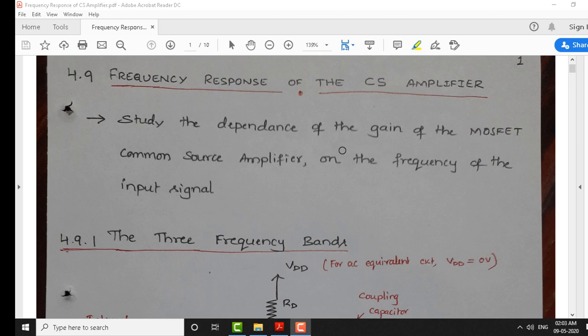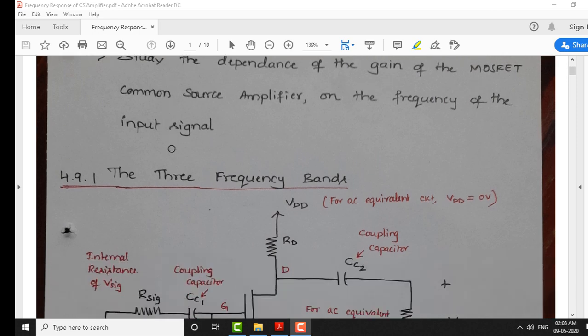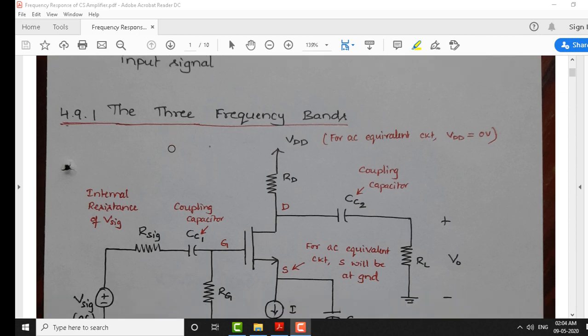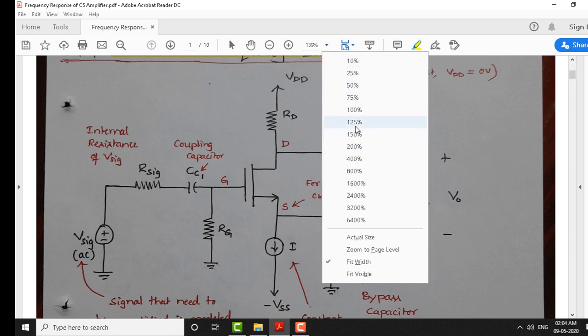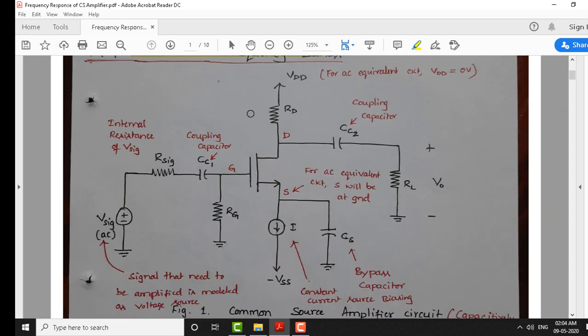So before we proceed to the frequency response of the common source amplifier, let us discuss its various frequency bands. To give a glimpse, here we have the circuit diagram of the common source amplifier. The circuit comprises a MOSFET, metal oxide semiconductor field effect transistor, which is made up of 3 terminals: gate, source and drain.